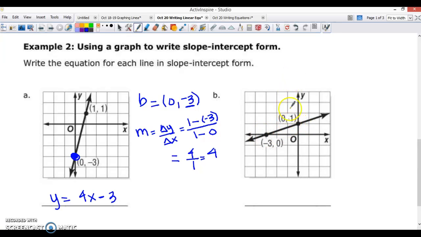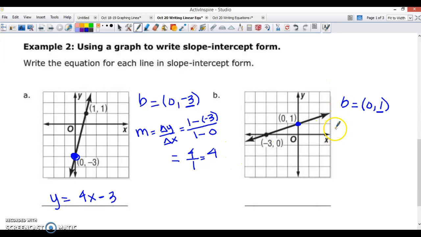Now we move over here to the next one. We see that our y, no, that's our x-intercept. Our y-intercept is already graphed for us, so we can write that down. B is equal to (0, 1). And we are concerned with the number that's in the y spot in our ordered pair.